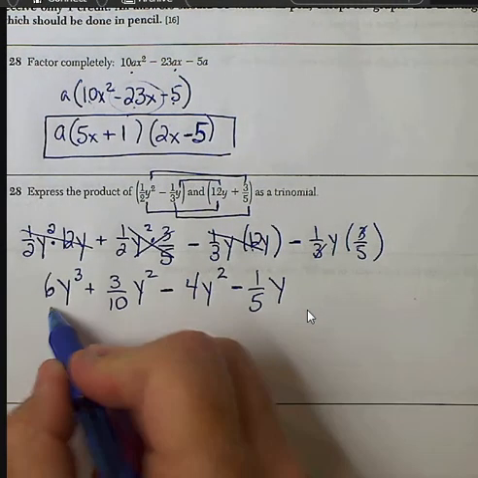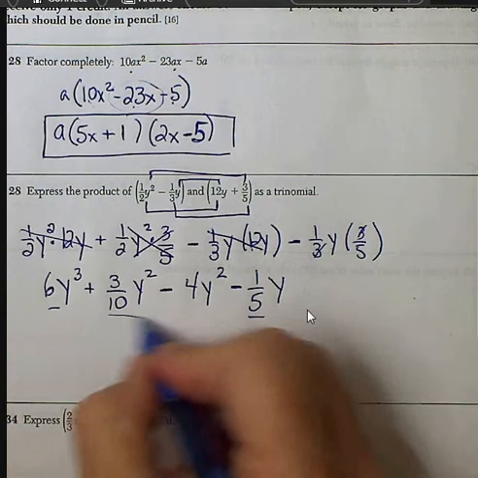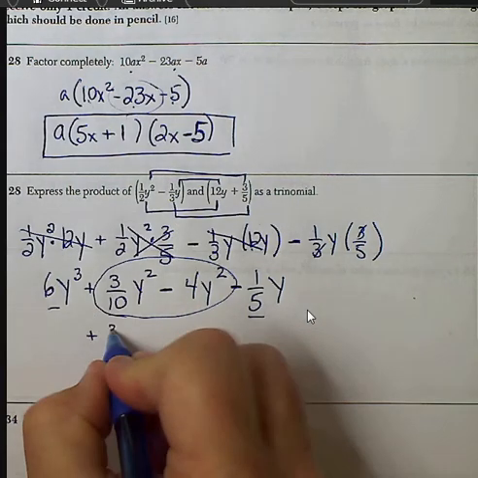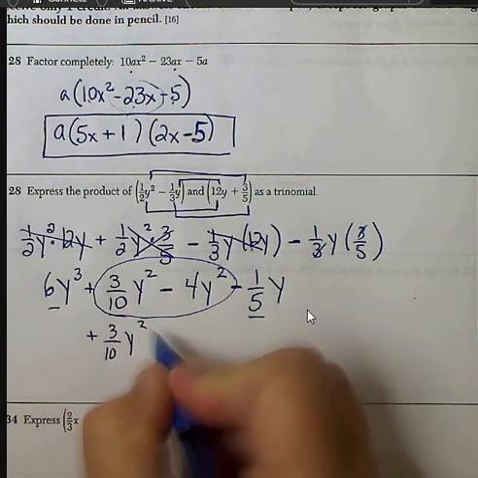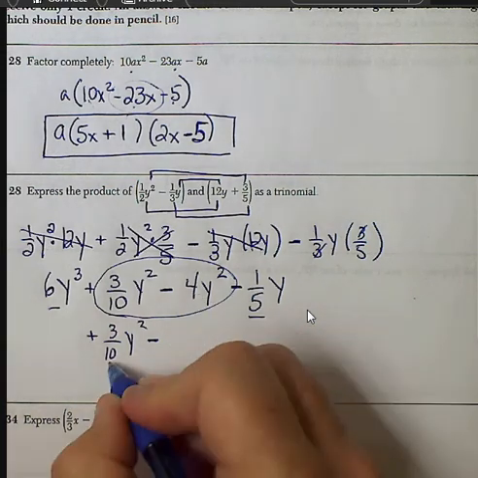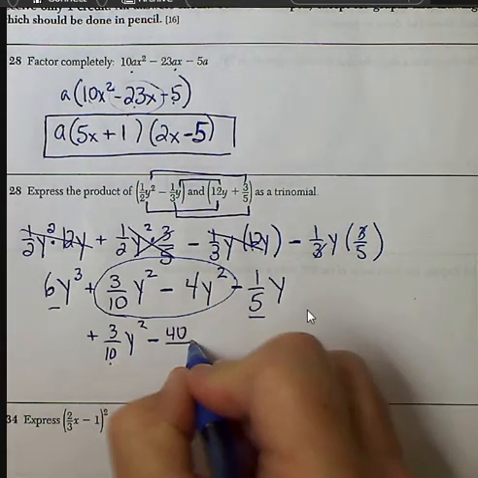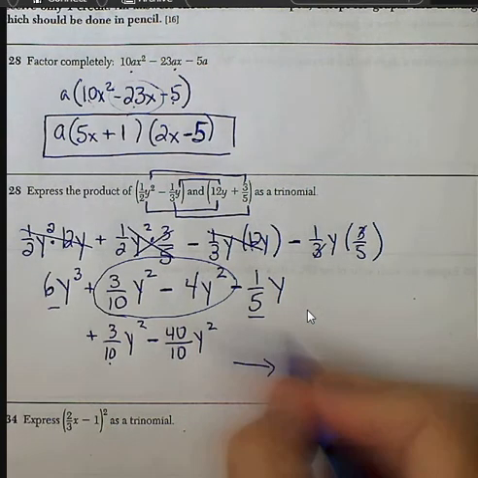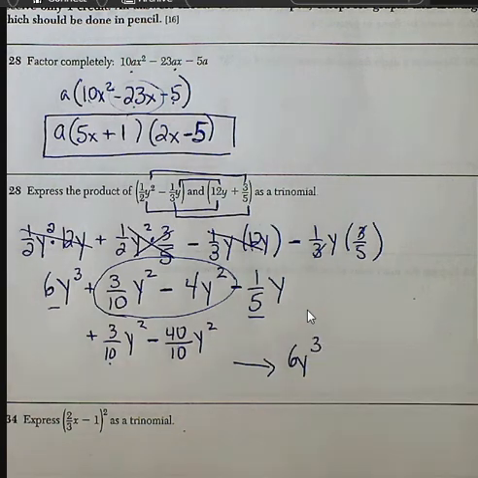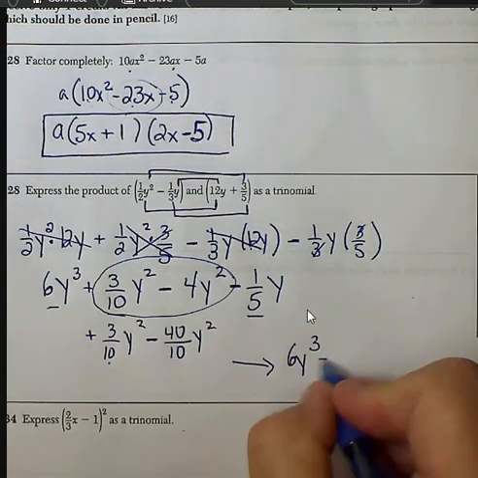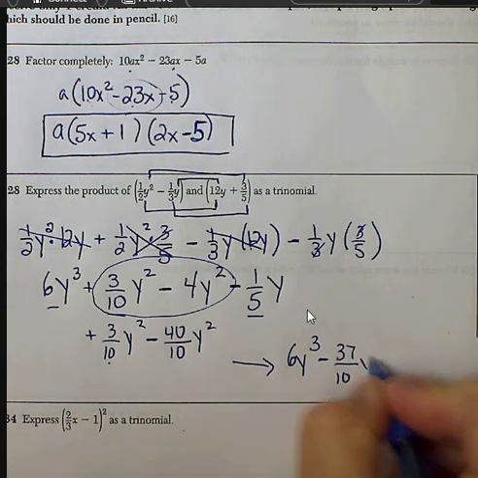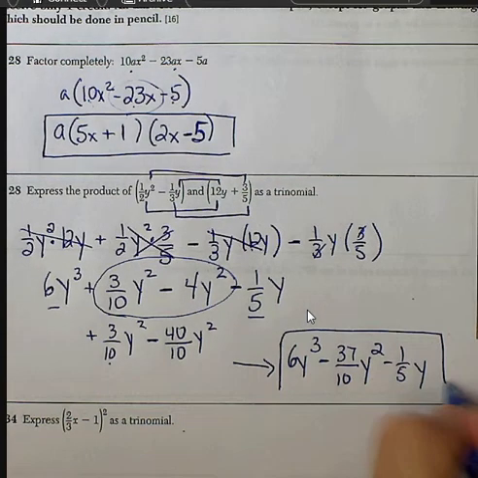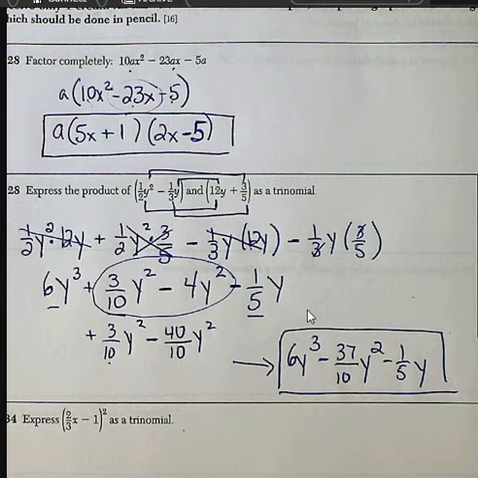So you take a look at your terms. The problem with this is that this is going to be part of your answer, and that's going to be part of your answer, but these can be put together. I got to express 4, so I'm going to have plus 3/10 y squared minus, I got to express 4, so it has a denominator of 10, so that's 40 over 10 y squared. So then putting all this together, I have 6 y cubed. I'm going to have plus 3 minus 40, that's minus 37 over 10 y squared, and then minus 1/5 y. That's the final answer.